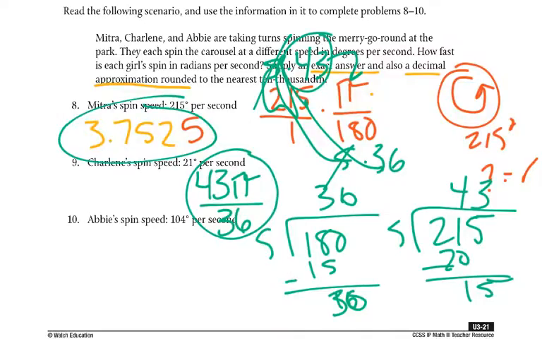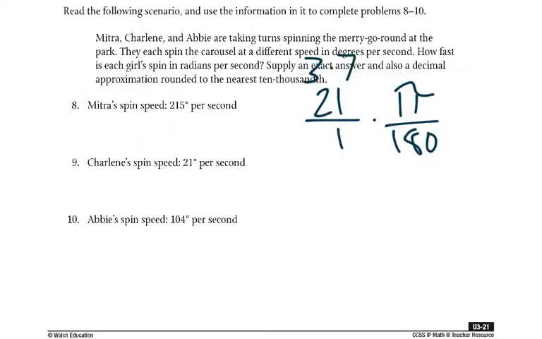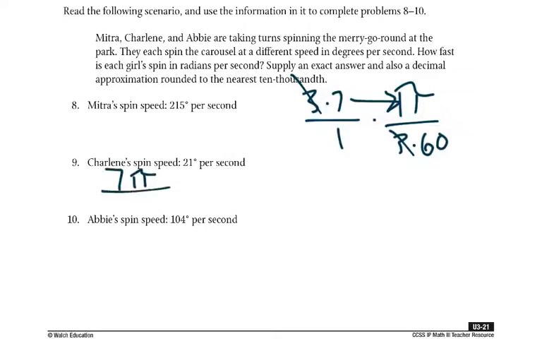Okay, so we do the same thing for question 9. So I go 21 degrees over 1 times pi over 180. Well, 21 is like 3 times 7. I factor that one down. 180 has a 3 in it, so it'd be 3 times 60. The 3's cancel, leaving me with 7 times pi over 60. Can't simplify that further. There's my exact answer.